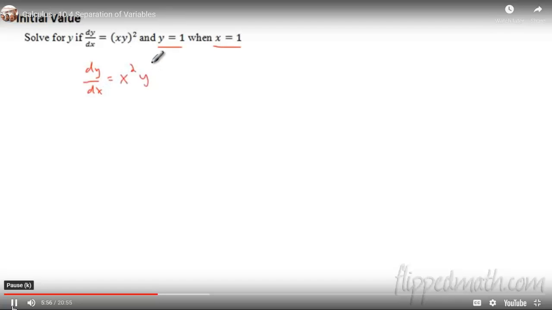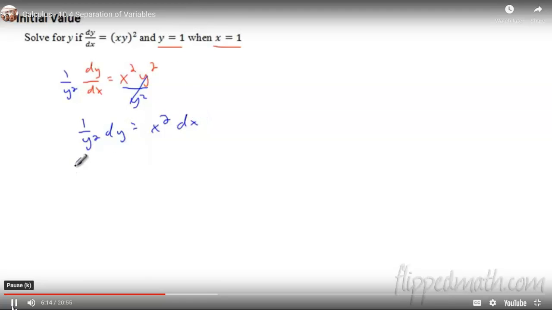So let's go ahead and square them both. And again, to get this bad boy going, I need y's over there. So I'm going to divide by y squared. So it's 1 over y squared, and they cancel. So I've got 1 over y squared dy. Bring that dx over here. And it looks like this.